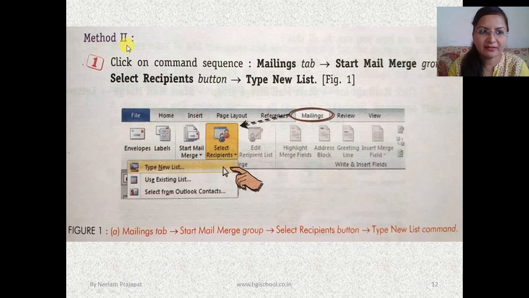Then there is method 2. Method 2 is that you can click on the mailing tab. This is the mailing tab. It is there in MS Word. Got it? Mailing tab, and then after that you have to click on the start mail merge group. Here you have to click on the select recipients button, and then you have to choose the option type new list. Here you will create a new list. What you have to do is click on the mailing tab, and then in the start mail merge group click on select recipients, and then click on type new list.